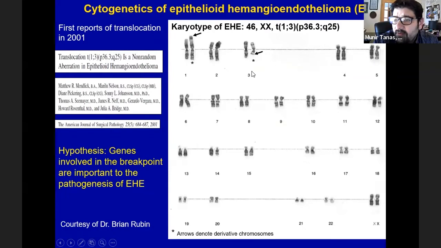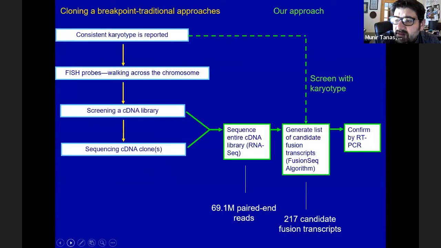And as has been pointed out before, when you look at the remaining karyotype of EHE, it's really just these two chromosomes that are altered, and the rest of the chromosomes are relatively normal. And so this underscores the idea that it's a relatively simple cancer from a karyotypic or genetic standpoint, and it also lends support to this hypothesis that the genes involved in the breakpoint of these fusions are important to the pathogenesis of EHE.